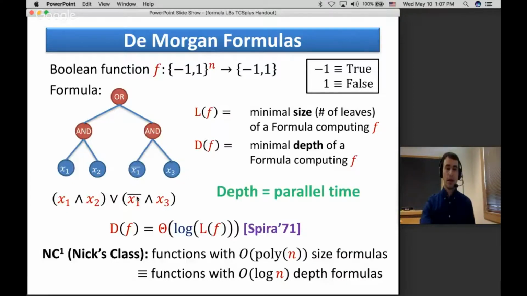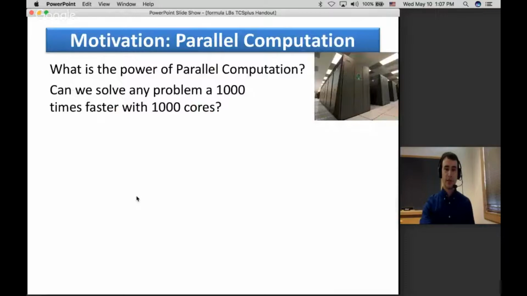And now we reach the motivation for studying formulas. And this comes from the field of parallel computation. We want to understand what is the power of parallel computation. We are reaching an area where a single core almost reaches its limits. And in order to make computers faster, we are introducing more and more cores. The question is, does it help us to solve problems faster? Can we solve any problems 1,000 times faster with 1,000 cores?